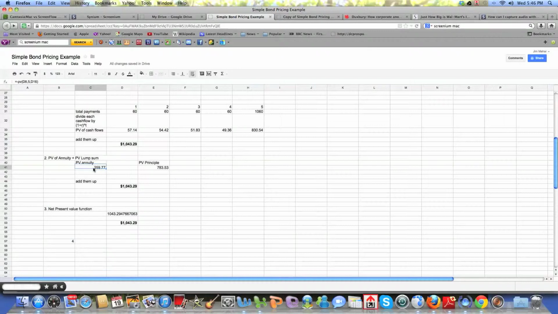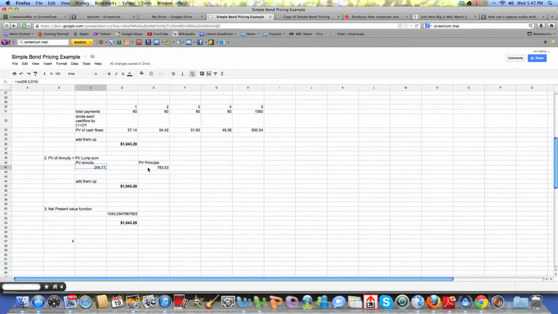Find the present value of the annuity, add the present value of the lump sum, and lo and behold, you get the same exact price as before. Just for completeness, the formula is equals negative present value, then required return, number of payments, and the cash flow. Very easy, very useful, and quite frankly, probably will be tested. So you might want to remember that one.